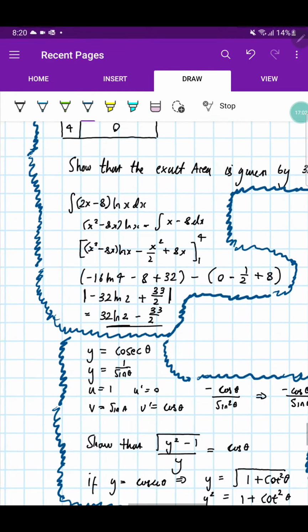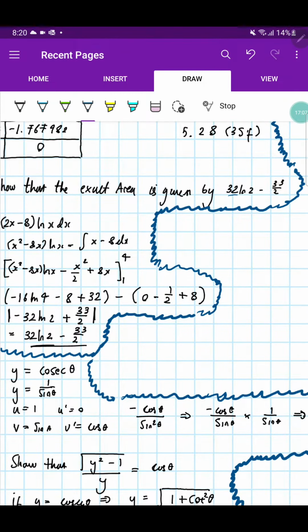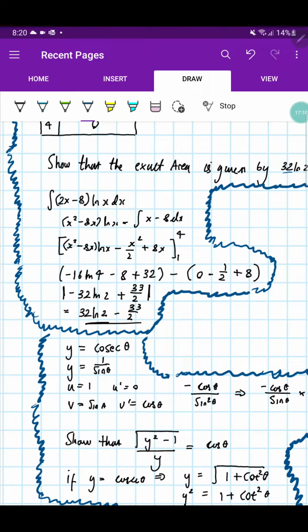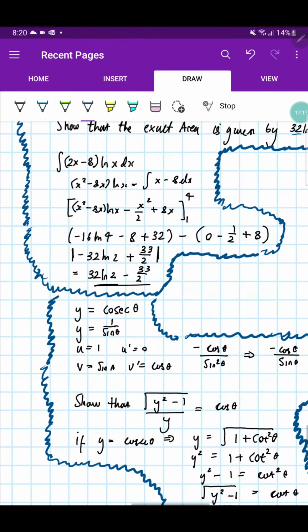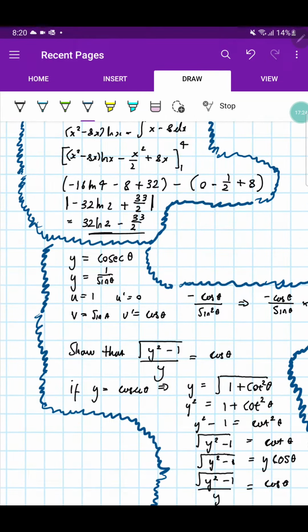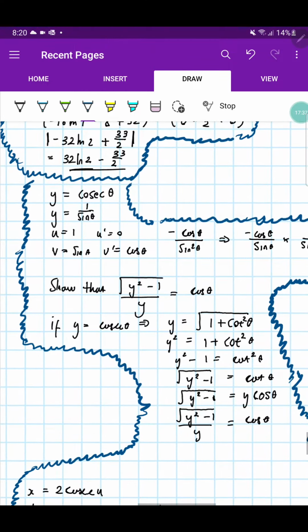And then for this one, we're going to use integration by parts because we need to show that it's 32 ln 2 minus 33 over 2. So our u is ln x, our v dash is 2x minus 8. So if we integrate that and differentiate that and use the formula, we get this. And then if we apply the limits, we get minus 32 ln 2 plus 33 over 2. But that's a negative value, so we take the absolute value to get 32 ln 2 minus 33 over 2.